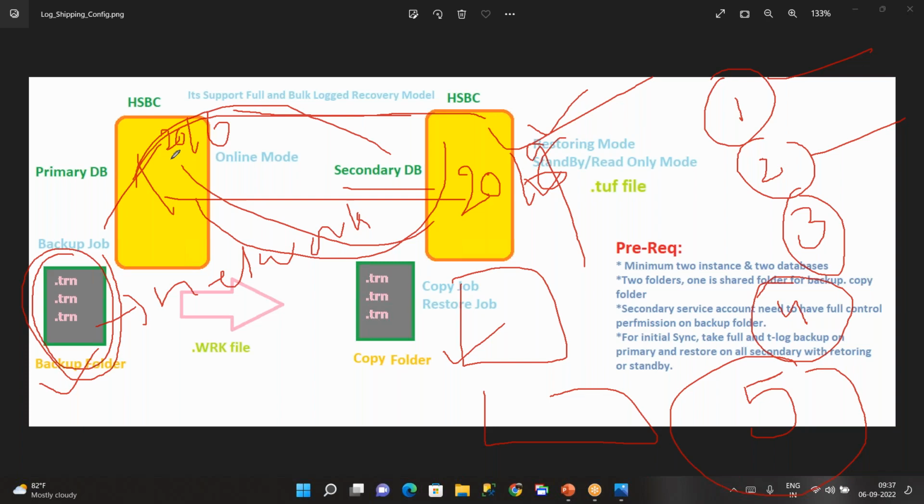No, that we'll discuss tomorrow, sir. Today, what are the prerequisites? How is log shipping working? What is log shipping? You have any questions on these three? Ask me, sir. Everything else tomorrow we'll discuss.